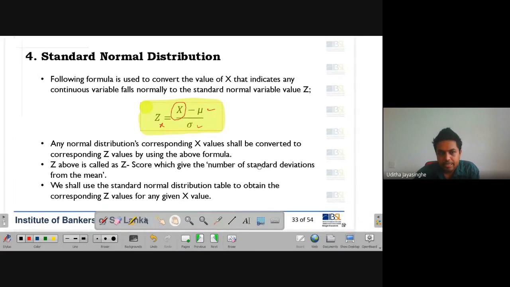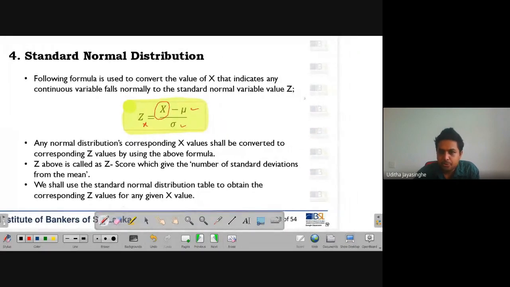So these individual X values, students, these individual values of, let's say, I'll take the yogurt case example, 80 grams, 81 grams, 80.2, 81, there's an outlier 85, 79.9, 79.8. Now all these individual values, students, we are going to convert into the respective Z value.